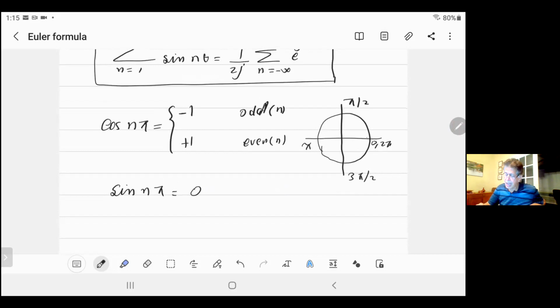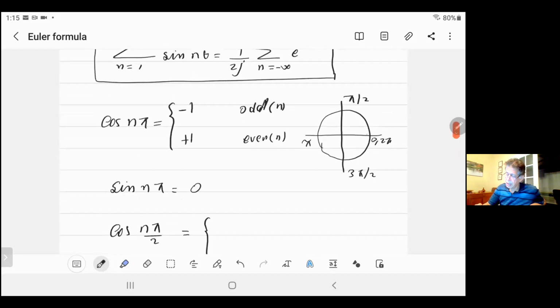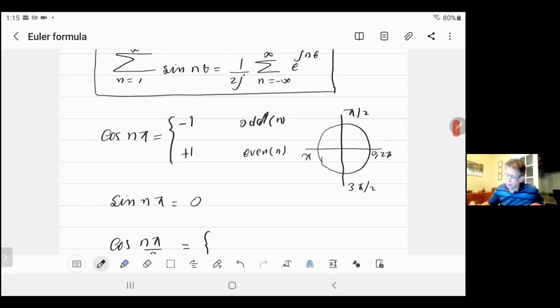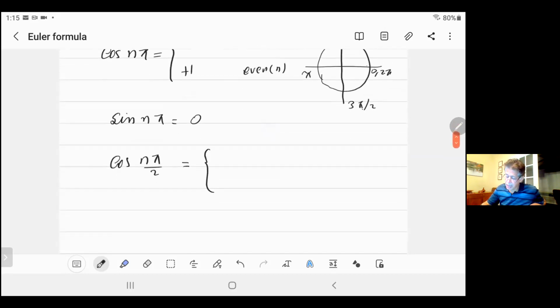All right. Now we'll have another thing. If you have cosine n pi over 2, what are you going to have? Let's look here. We have pi over 2 when n equal 1. Let's look at the odd: that's n equal 1, that's n equal 3, because this is pi over 2 multiplied by 1, then pi over 2 multiplied by 3. So on this vertical axis, the cosine is equal to 0. So you can say it's equal to 0 when n is odd, like 1, 3, 5, 7.